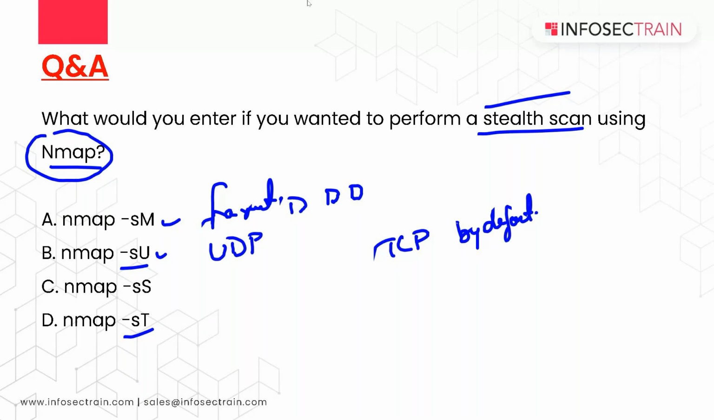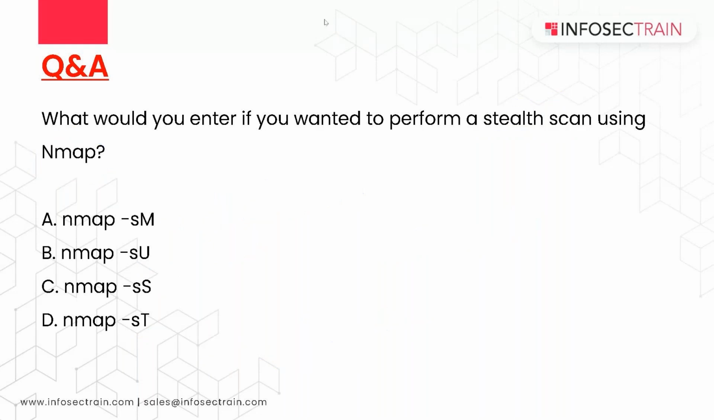Then after this, we are having this option C, your capital S. The capital S we are having for the SYN scan. So over here, it is also known as your halfway scan, and it is also known as your stealth scan, right? So the correct answer we are having is your nmap -sS. So this is the option which we will be using for performing the stealth scan using our nmap.